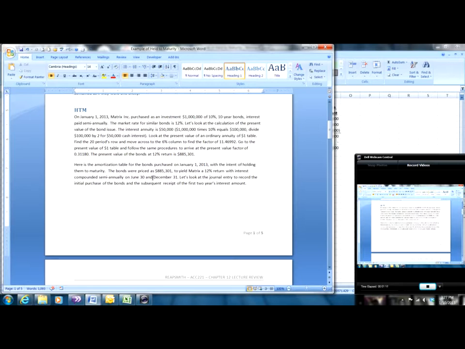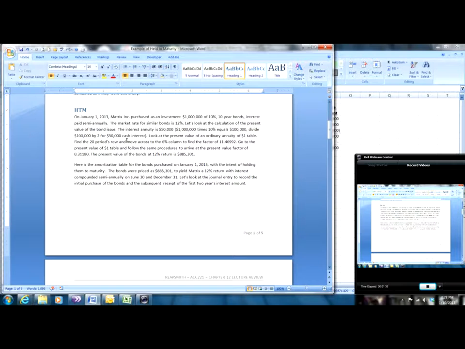It's a $1 million bond, it's 10%, it's 10 years, paid semi-annually. The market rate for a similar bond is 12%. So we need to know that to figure out what the effective interest rate is in order to determine what our interest revenue is going to be. So, and here are the other terms of that bond.